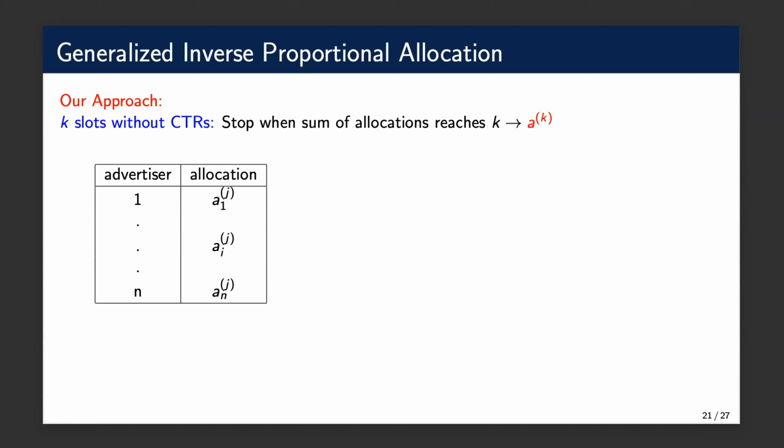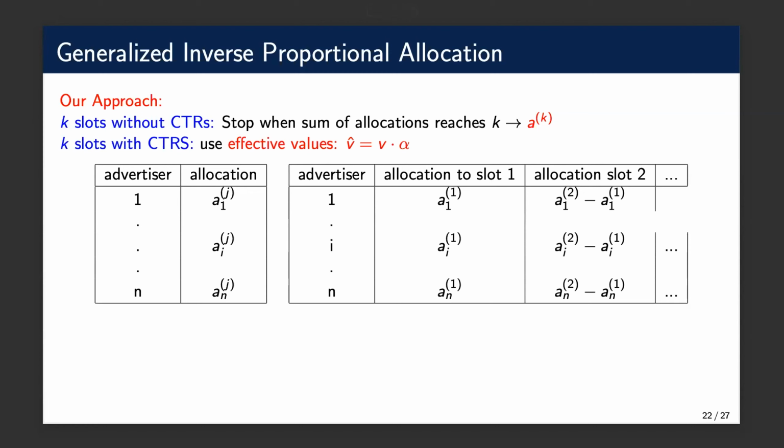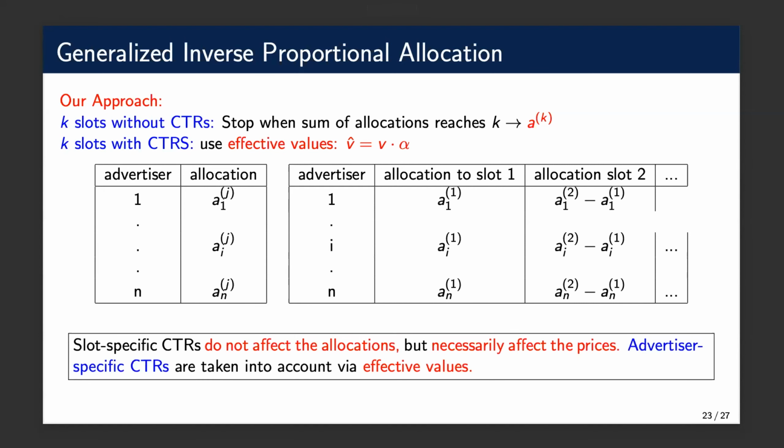Now, how can we generalize from the k slot setting without CTRs to 1-bit CTRs? This is the way that we're going to define our matrix. We allocate A1 to the first column of our matrix, and for the rest, we're simply going to consider the differences of the A2 column and A1, A3 and A2, and so on. So the takeaway from this algorithm really is that the beta values did not affect our allocations. However, they necessarily do need to appear when we are computing payments for our auction.